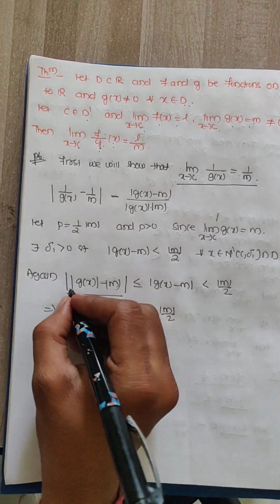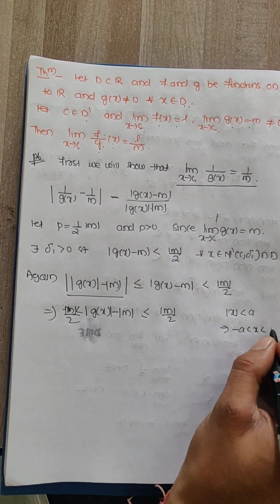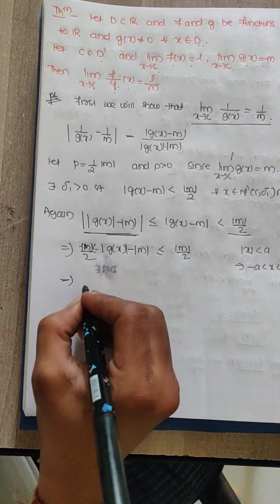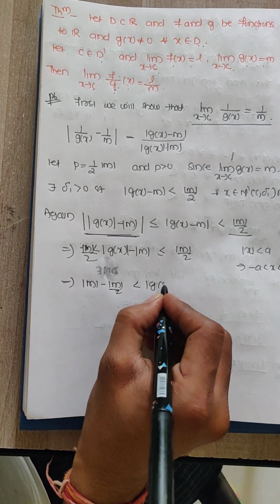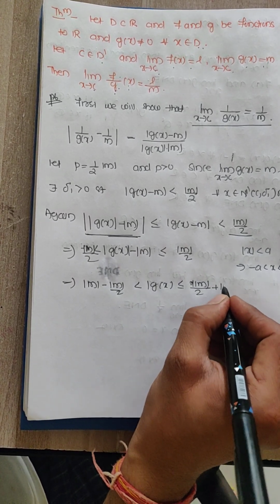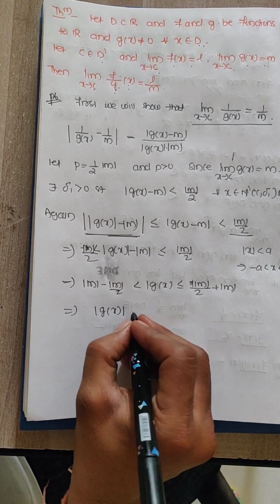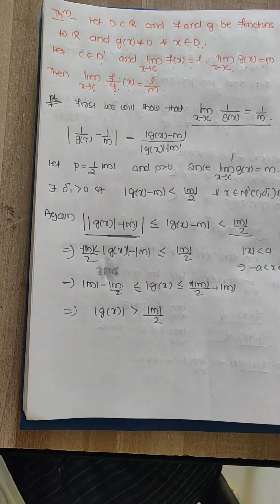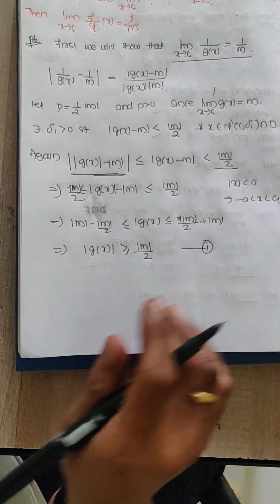Since mod x less than a means that x lies between minus a to a, this is less than mod m by 2. So I am writing mod m minus mod m by 2 is less than mod of g x, which is less than or equal to mod m by 2 plus mod m. So we can easily see that modulus of g x is greater than mod m by 2. Let it be equation 1.